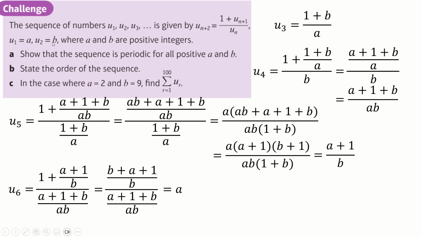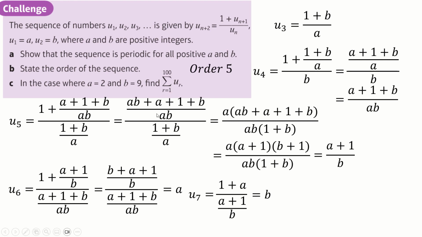But now we just need to show the next one is also b, because otherwise it's not truly periodic. So we'll do 1 plus a, that's the previous term, over the previous term, which is this. Of course, that cancels with that. 1 over b is just b. And this definitely is periodic. And the first term is equal to the 6th term, so it's period 5 or order 5, whatever you call that. Okay, in the case a equals 2 and b equals 9, find the sum of the first 100 terms.